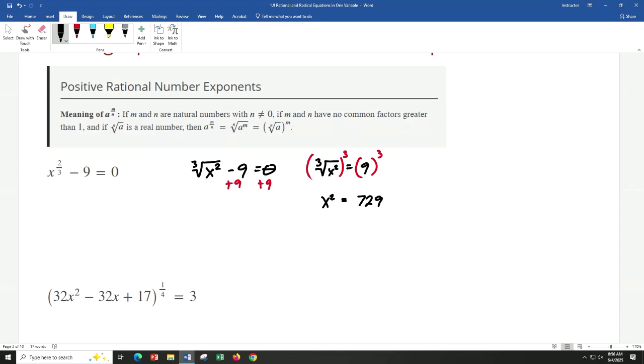But now look what just happened. I've got a power 2 out there now. So how am I going to get rid of that power 2? Square root it, right? So I take the square root of this side, and I take the square root of this side, and what's something you have to do immediately? Yes, plus minus. Please don't forget your plus minus there. And then x is equal to plus or minus the square root of 729, which is just 27. There you go.